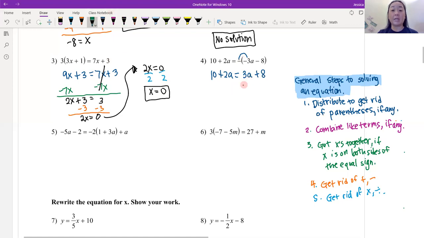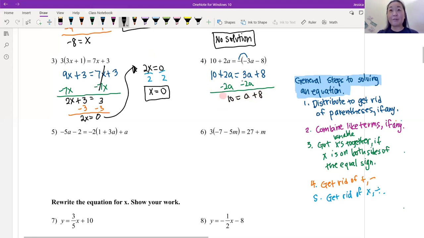Going to go straight to getting the a's together, right? So I know here it says x's, but maybe I should just say variable, right? Whatever it is. So if it's an x or an a or an m or a b or a q, whatever, that's what we're going to put together. So in this case, my 2 is smaller, so I'm just going to go minus 2a on both sides. Okay. And so what we have is 10 is equal to just a plus 8, right?